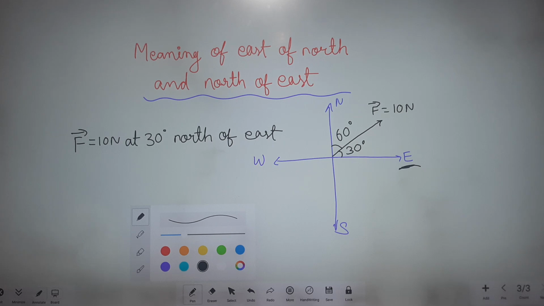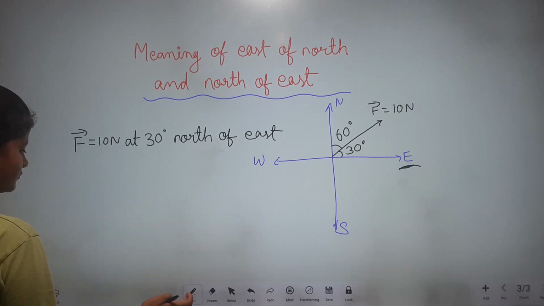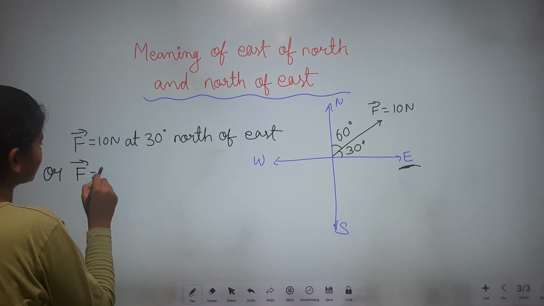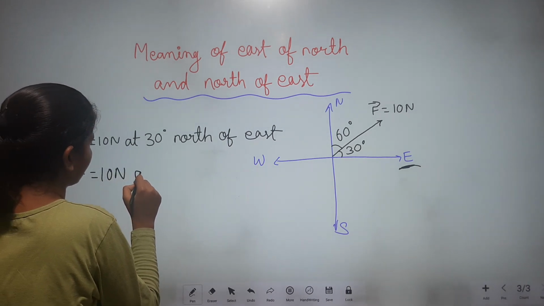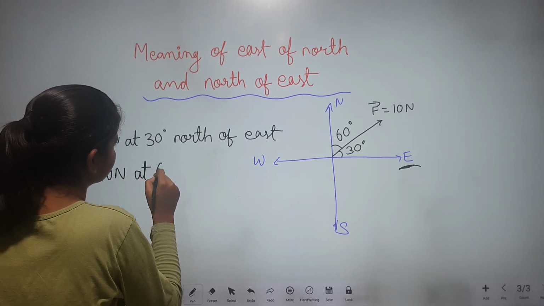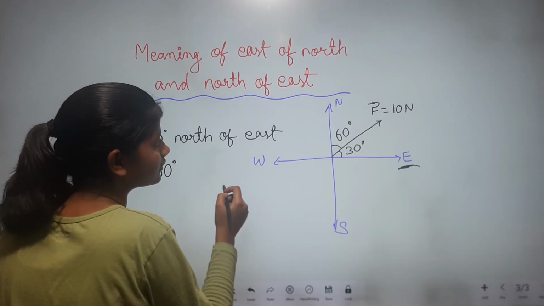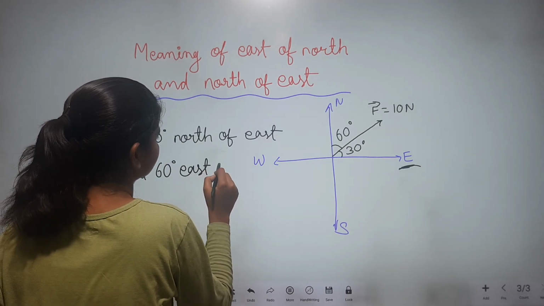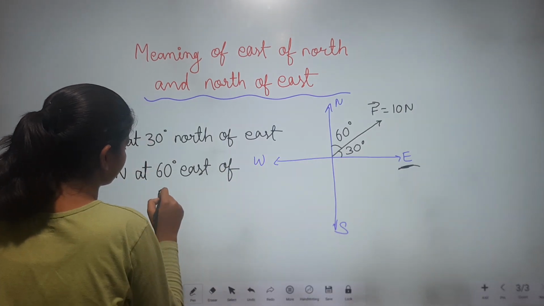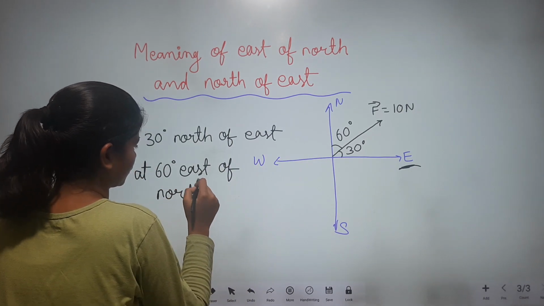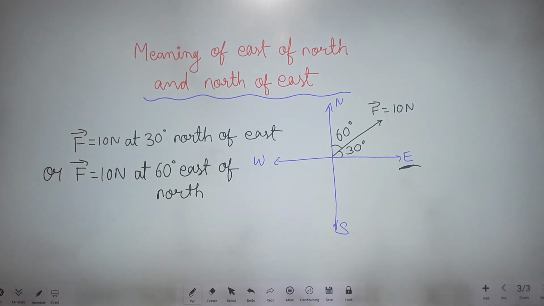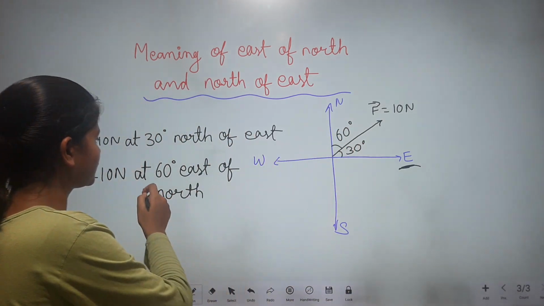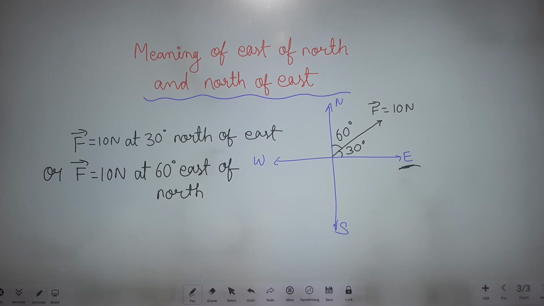Or we can write like this: force is equal to 10 Newton at 60 degree east of north. Here we can see that 60 degree is formed with north, so that's why it is written last.